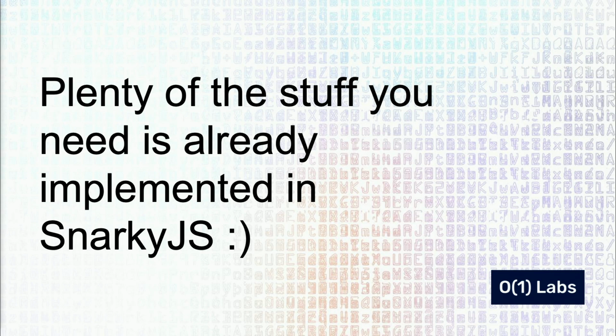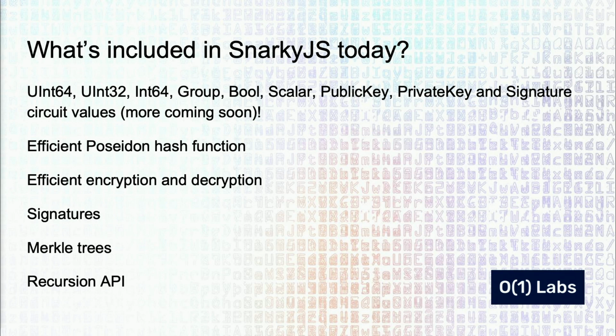Finally, we have a lot of the stuff that you already need implemented in SnarkyJS. So what's included today? We have all sorts of types for things that you're used to, with more coming soon, like string. We have efficient Poseidon hash functions, efficient decryption and encryption, and efficient signatures. So all of these are done with custom constraints. We also have Merkle trees, a couple other things implemented in an experimental part of the API, and recursion, which makes recursive proofs easy.